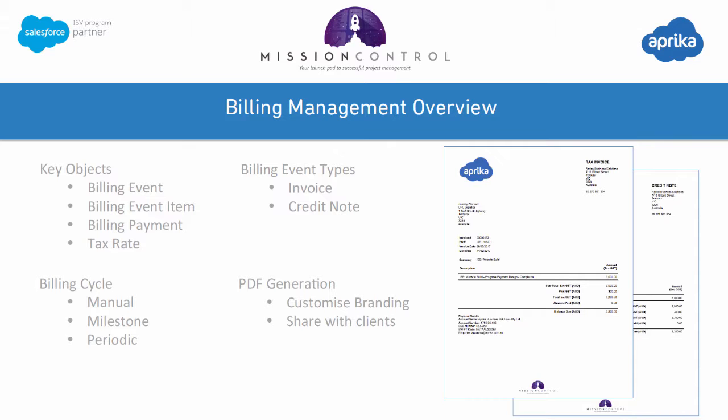The four core objects that we're using to support the billing management feature are the billing event, the billing event item, the billing payment, and the tax rate. We have the ability to generate invoices on our projects in one of three ways. We can generate them manually, when a milestone becomes complete, or on a periodic basis. We also have the ability to generate the invoice as a PDF that can be customized with our own branding, and we can share that with our clients.